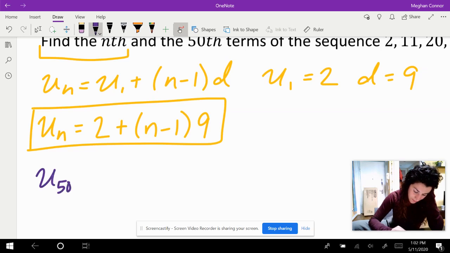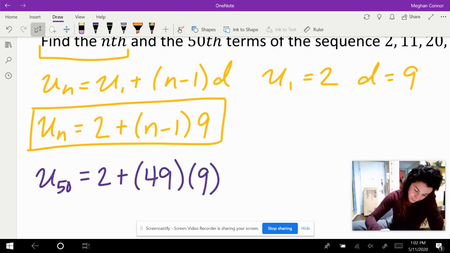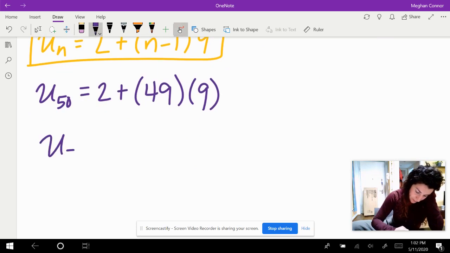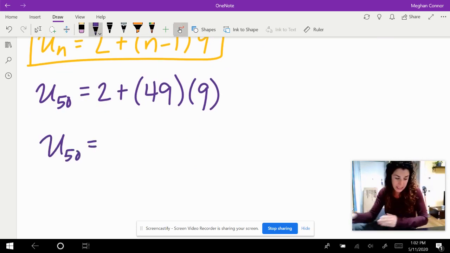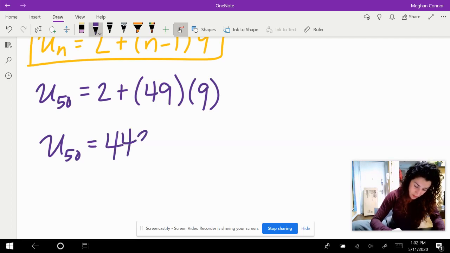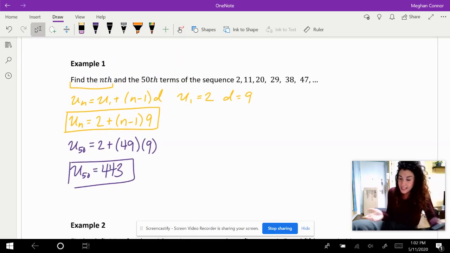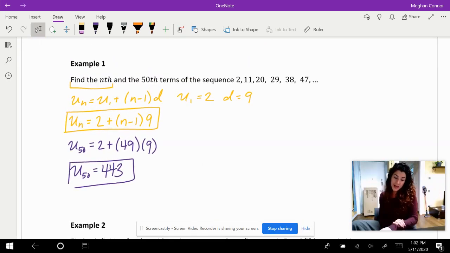U sub 50 is going to be equal to 2 plus 49 times 9. So u sub 50 is 443. Okay. That's about as easy as we're going to get. We're just using the formula from our formula packet, defining the first term and the common difference in order to make our equation, and then using our equation to find a later term.